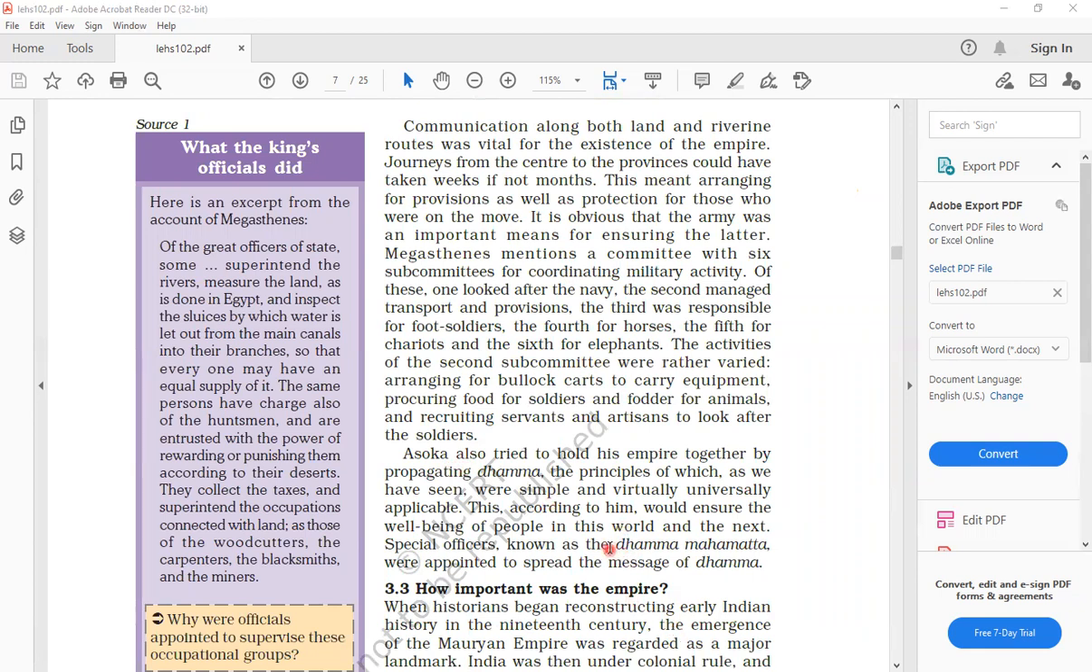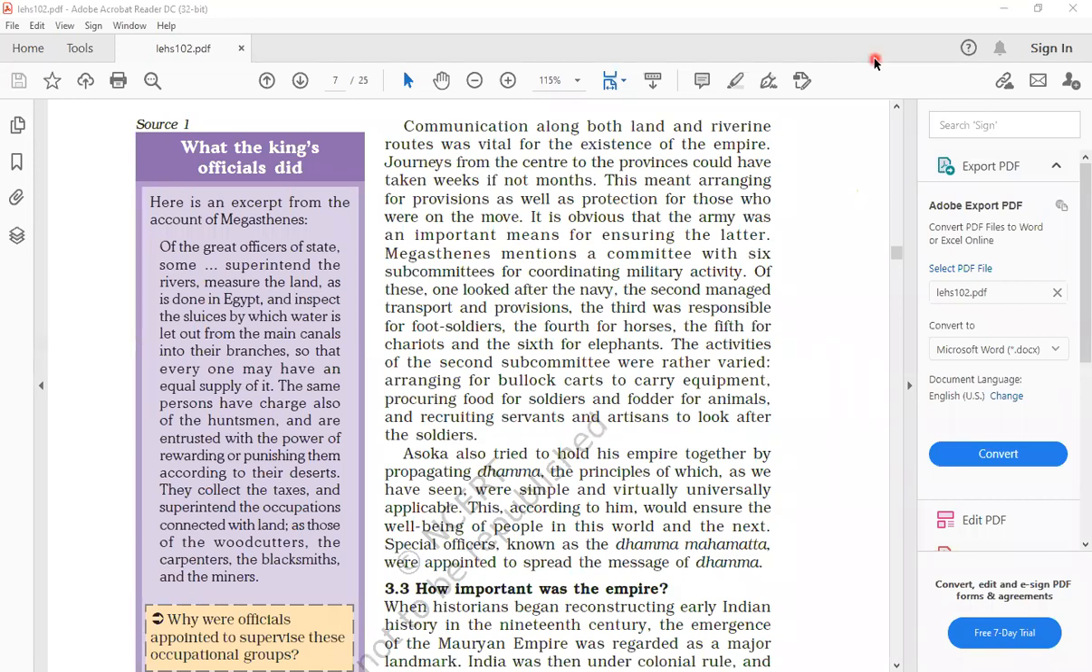So, the next question is, what are the Mahamattas? If you remember, you have read this concept in class 6, chapter number 2. If you want to get a detailed description about this, you can just read chapter number 2 of your class 6 book. It will tell you very precisely what the Dhamma Mahamatta was, because we have the whole chapter on the Mauryas.